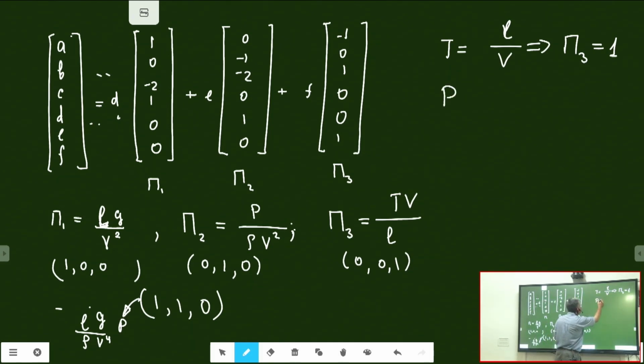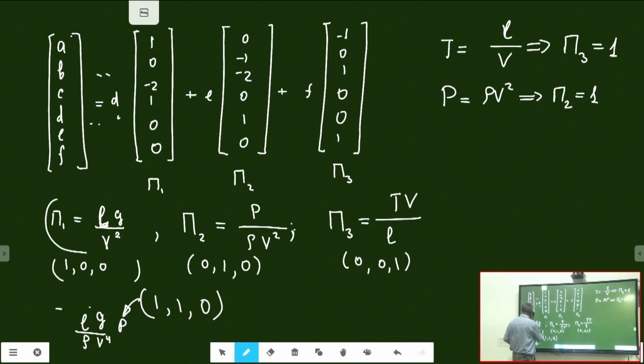So if I choose p equals rho v squared, then what happens? So that's what happens. Out of 6 to 3, from 3 to 2, from 2 to 1. Not bad. Not bad. All right, so we really are left with a single parameter.